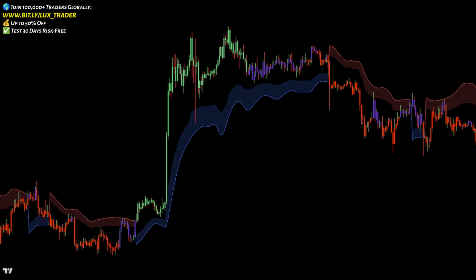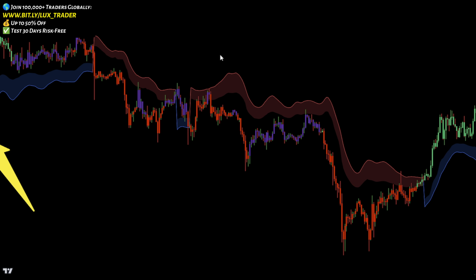And here's what the indicator consists of. First, we have the Smart Trail. These dynamic overlays adjust based on market conditions to visually guide you through bullish and bearish trends. When the trend is bullish, the Smart Trail shifts to a blue hue, signaling upward momentum. Conversely, during bearish trends, it turns red to indicate downward pressure.